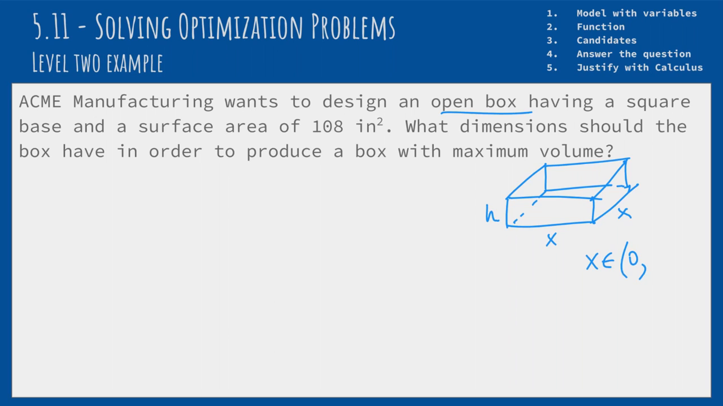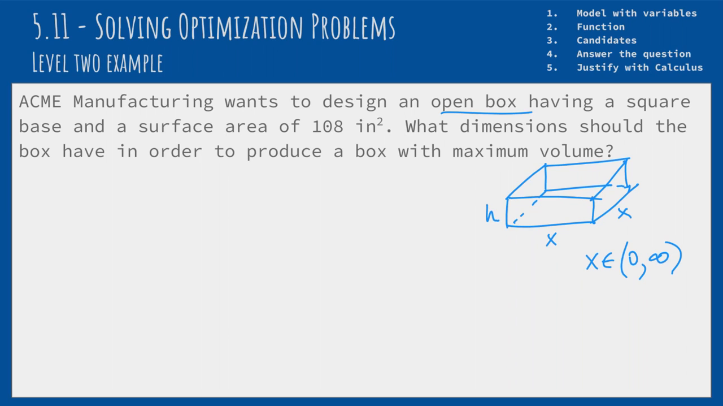There's also no biggest possible value for x, because let's just say x is 1,000,000, then the base is going to have an area of 1,000,000,000,000, and so the height is going to have to be some fraction to make the height times 1,000,000,000,000 equal to 108. So the x could be really big. It can approach infinity, and if x is a really big number, then the height's going to be really small.